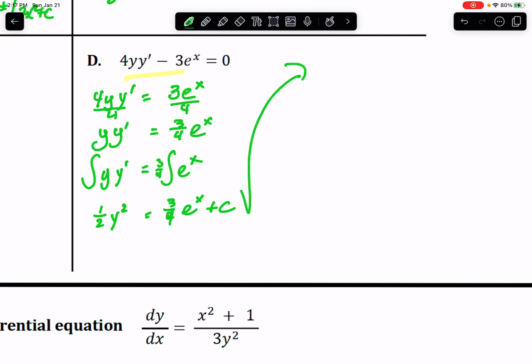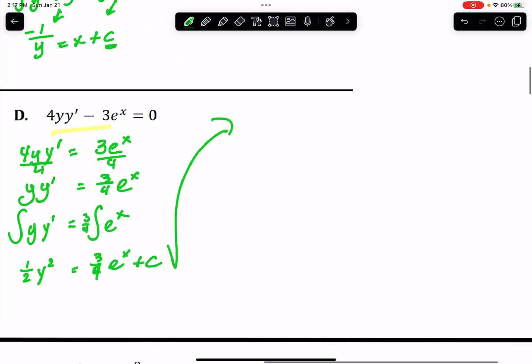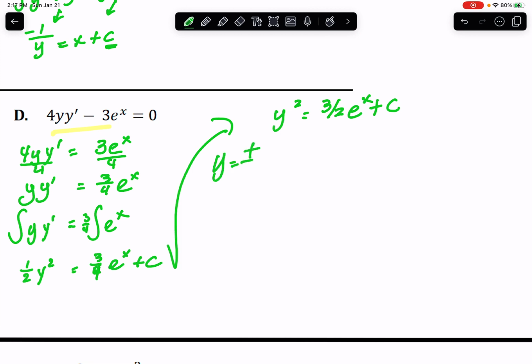So I'm going to go up here where I have more room. So I'm going to first multiply through by 2. So that would be 6/4, which is 3/2. So y squared is 3/2 e to the x plus c. The c still would be 3/2 times 2 times c. So I don't put 2c, I just put c. Once I solve for y, I have to keep my c where it is. Okay, I'm done changing my c. So this is plus or minus, y equals plus or minus the square root of 3/2 e to the x plus c.